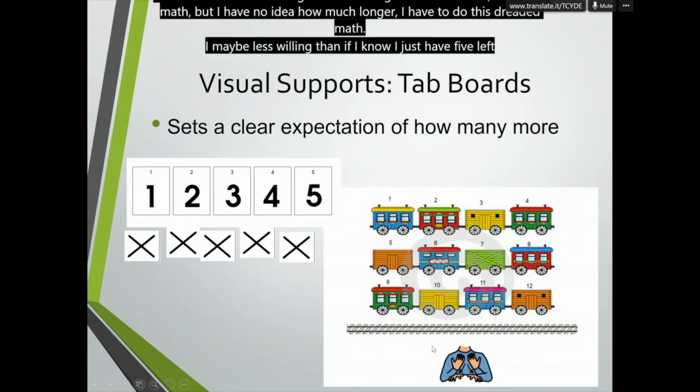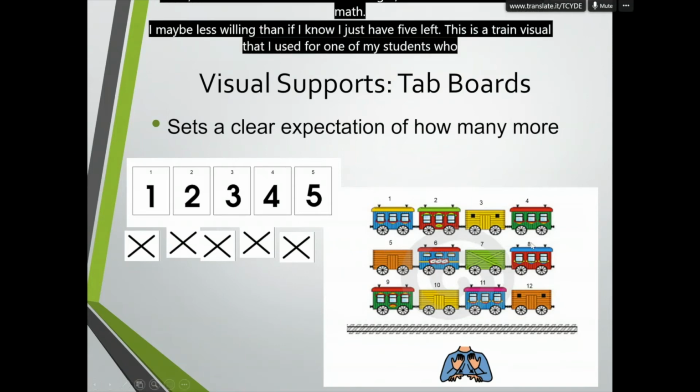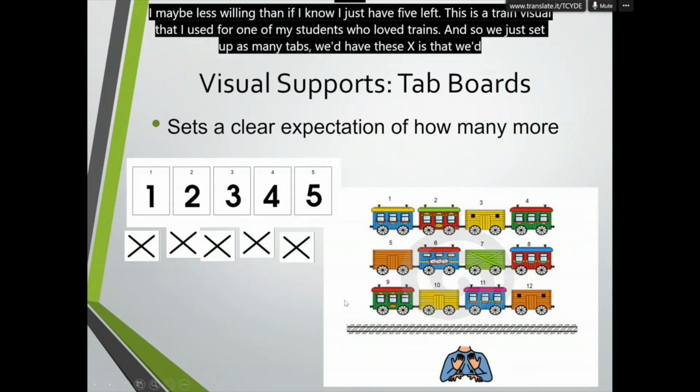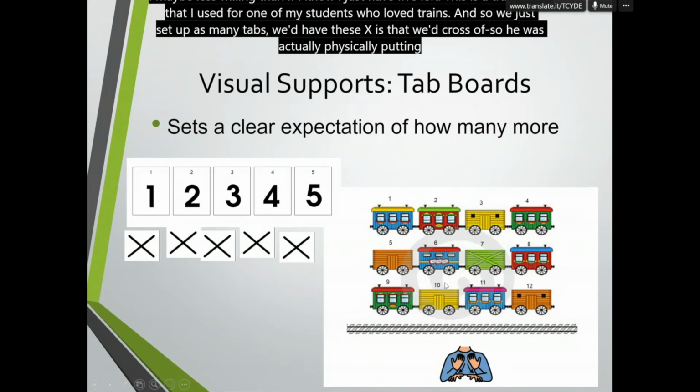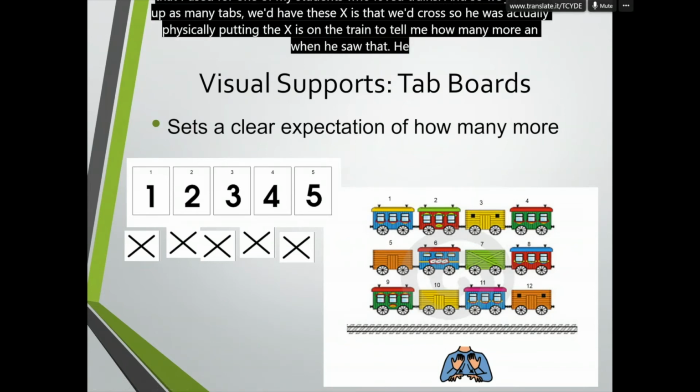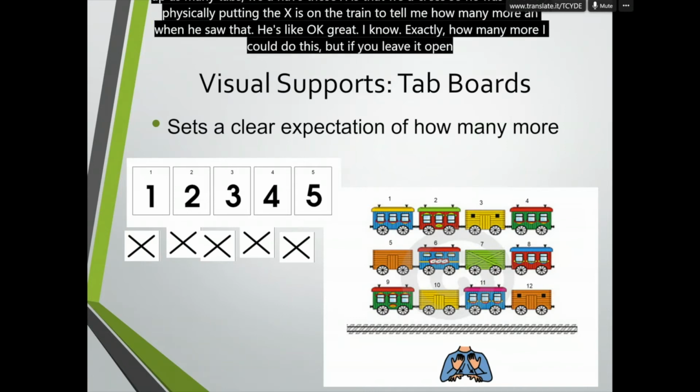This is a train visual that I used for one of my students who loved trains. And so we just set up as many tabs. We'd have these X's that we'd cross off. So he was actually physically putting the X's on the train to tell me how many more. And when he saw that, he's like, okay, great. I know exactly how many more I could do this. But if you leave it open, it's like, well, it could be 2, but it could be 50. I don't want to participate in this. I'm done now.